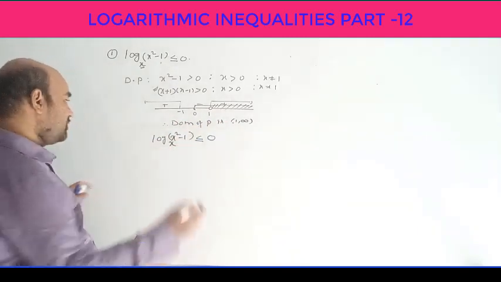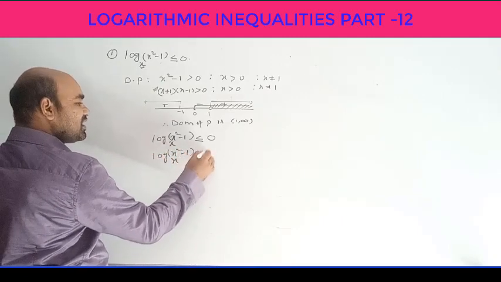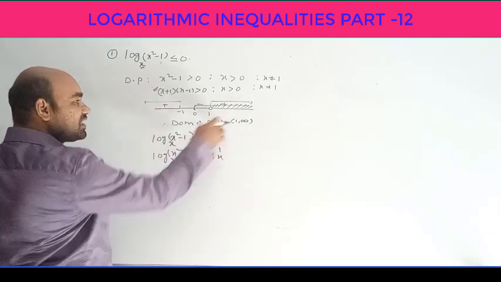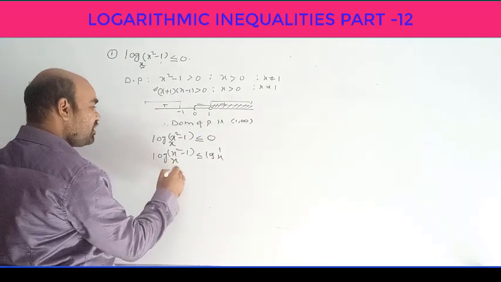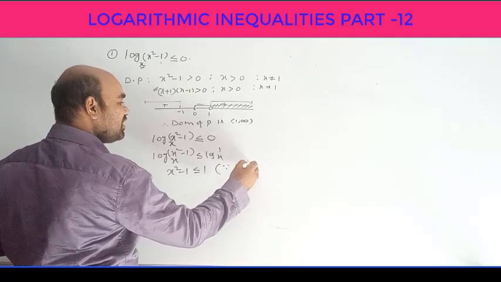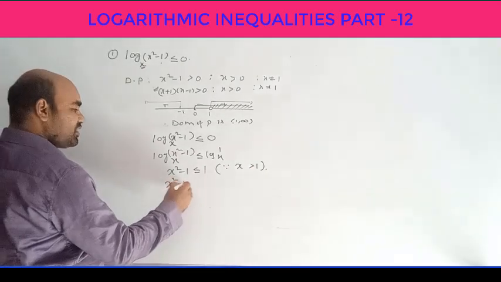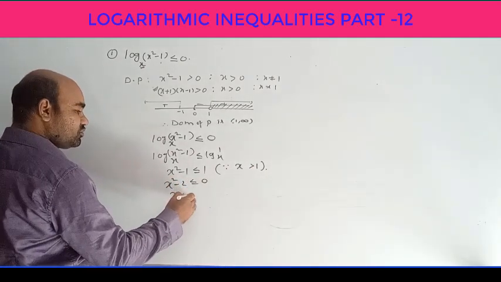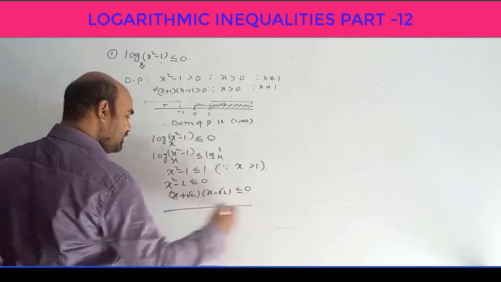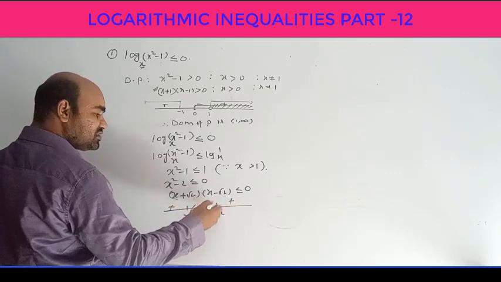Therefore, logarithm of x square minus 1 to the base x is less than or equal to log 1 base x, I can write. Directly your base is greater than 1, so it is an increasing function. The inequality won't alter: x square minus 1 is less than or equal to 1, since x is greater than 1. This is x square minus 2 less than or equal to 0, or x plus root 2 into x minus root 2 less than or equal to 0. Number line: minus root 2, plus root 2; plus, minus, plus. We want the negative region.